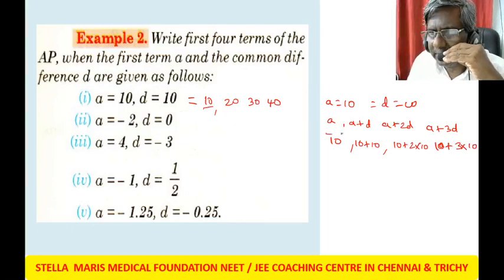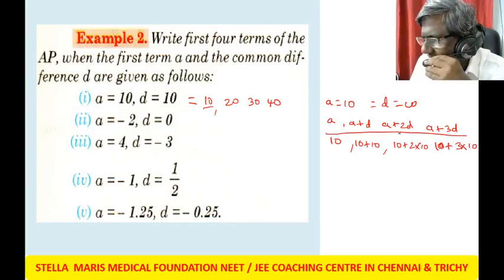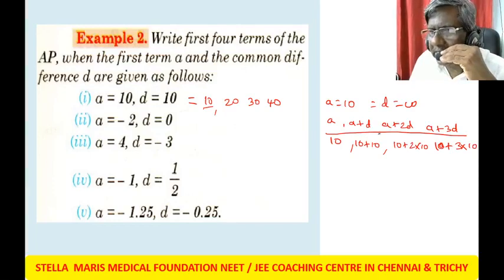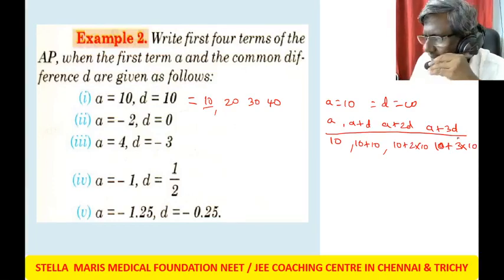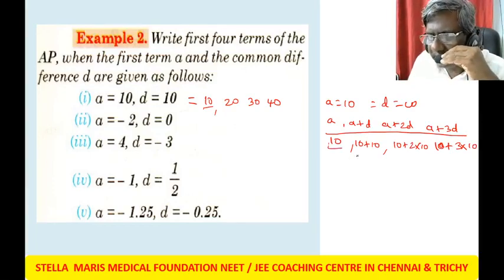This is called an AP. A, A plus D, A plus 2D and A plus 3D is called the AP. So the terms are 10, 20, then 10 plus 20 means 30, then 10 plus 30 is 40. You are getting an AP.